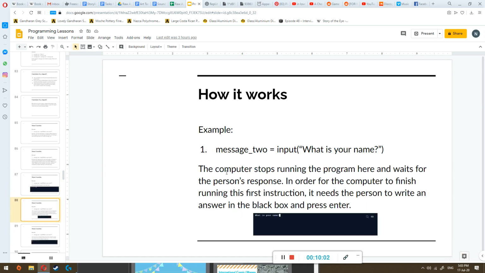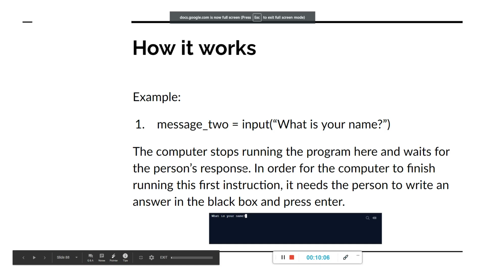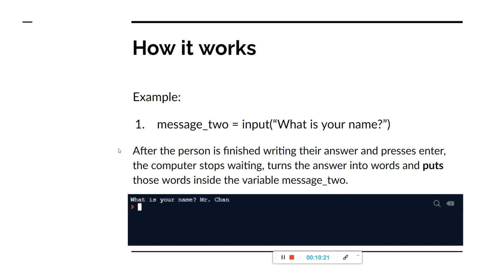So the computer stops running the program here and waits for the person's response. In order for the computer to finish running this first instruction, it needs the person to write an answer in the black box and press enter. So after the person is finished writing their answer and presses enter, the computer stops waiting, turns the answer into words, and puts those words inside the variable message2.